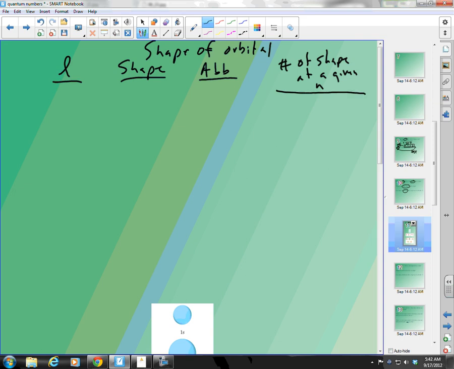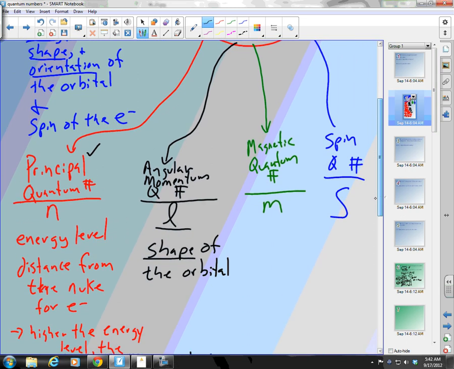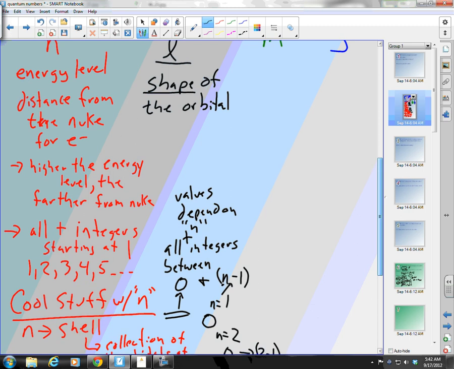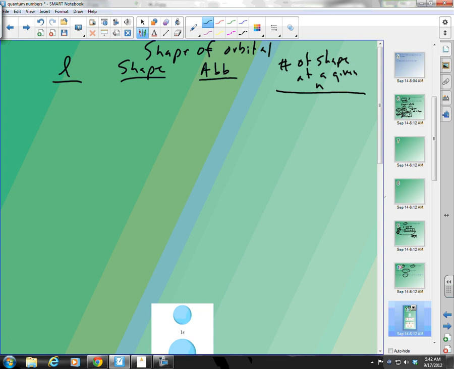L always starts with what value? 0. Okay, so we start at 0. So let us go back to our question. L always starts at 0. So L is 0, L is 1, L is 2, L is 3, L is 4.